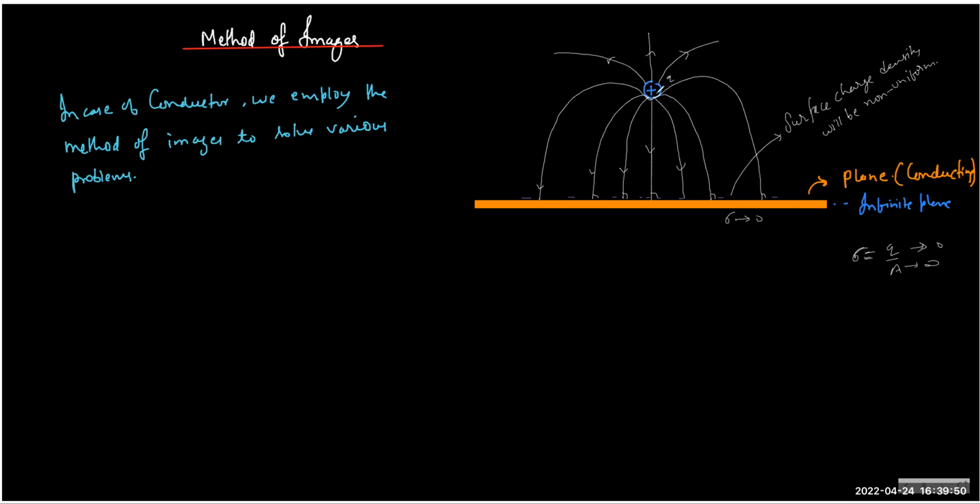Now you can see the plus charge and the minus charge, which is induced here. If I say the height is small h, there must be some attraction between them. So the question is how to find the attraction between the conductor and the charge.